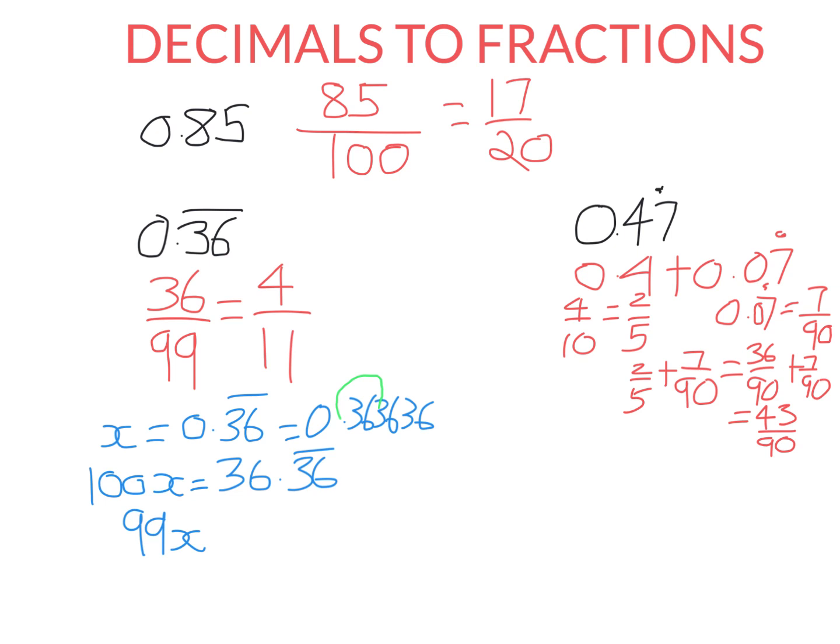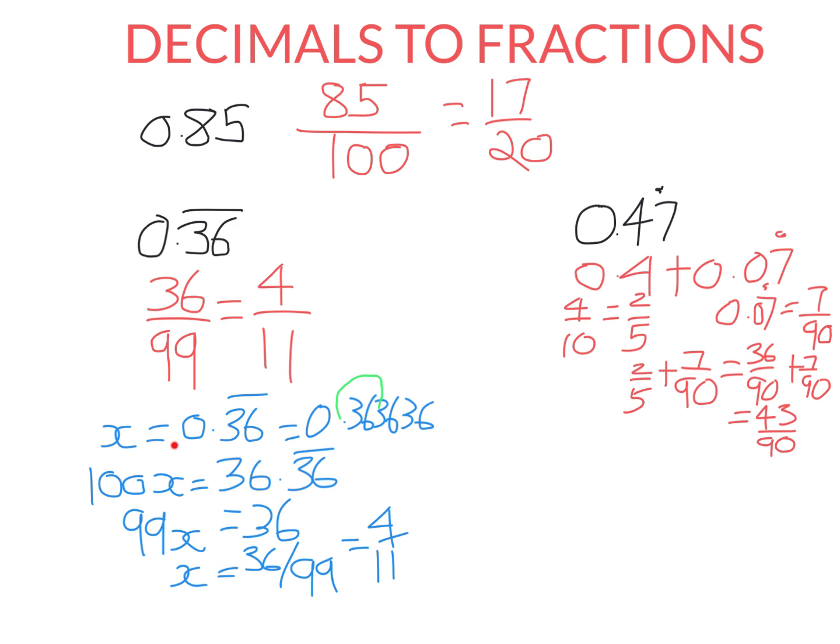Then I want to subtract these two. And if I have the same decimal expansion, I'll get a whole number. 36.36 recurring minus 0.36 recurring just gives 36. So 99x equals 36. Solving that equation, dividing by 99, I get 36 over 99. And that simplifies to 4 over 11, just as I did before. So in my opinion, this way was much simpler for this one.